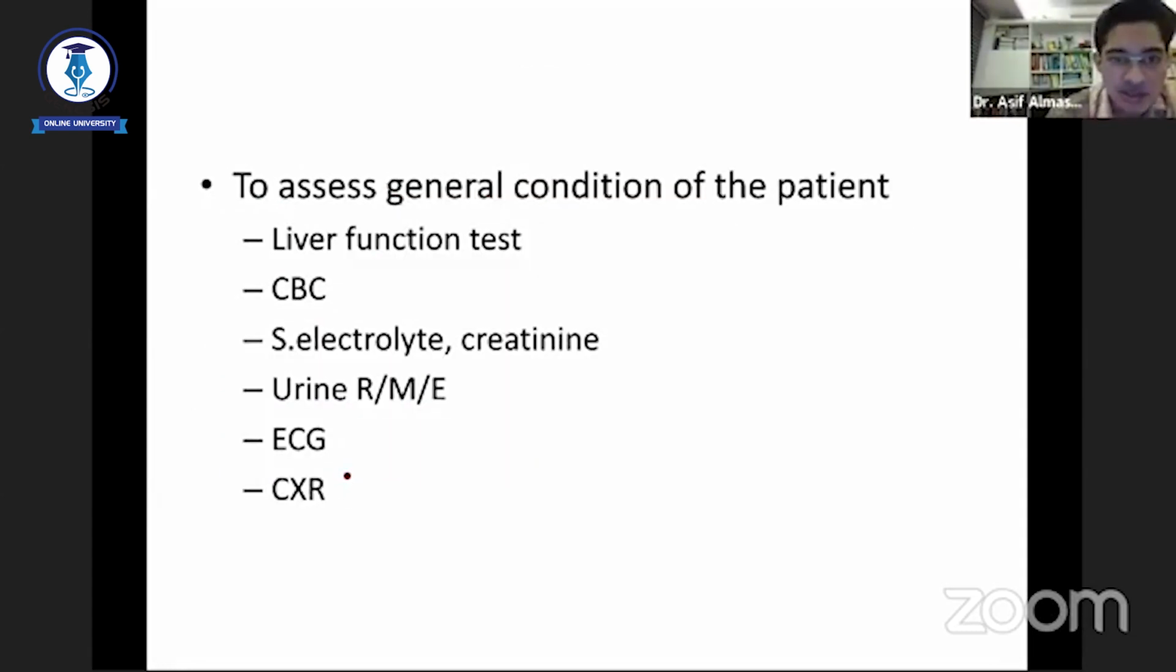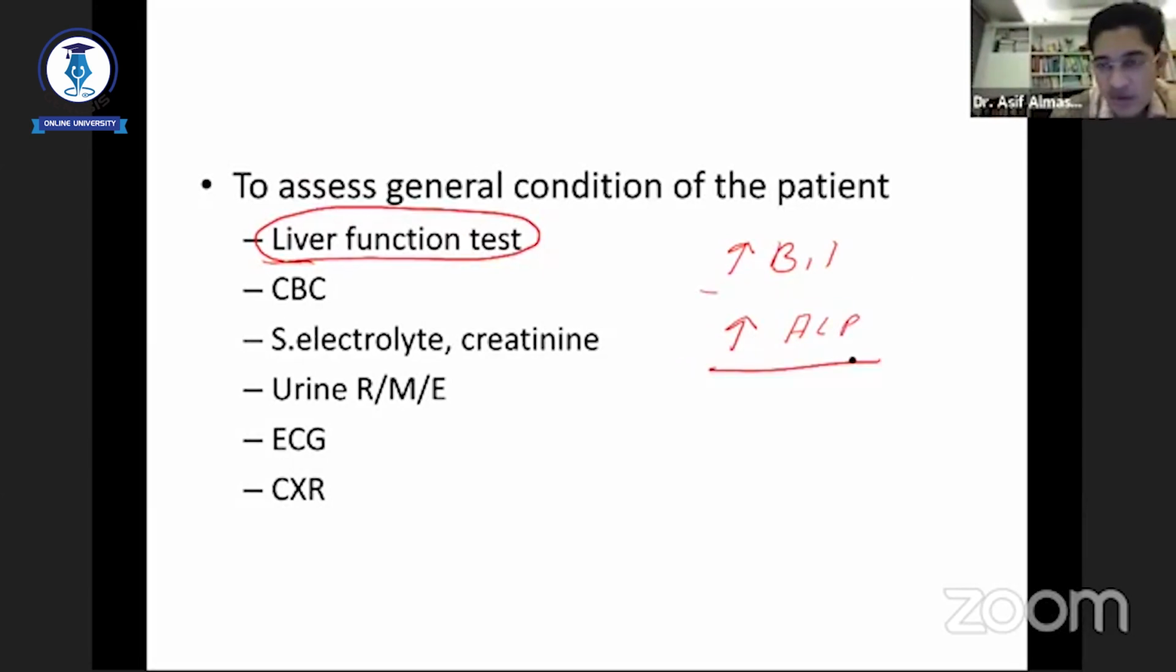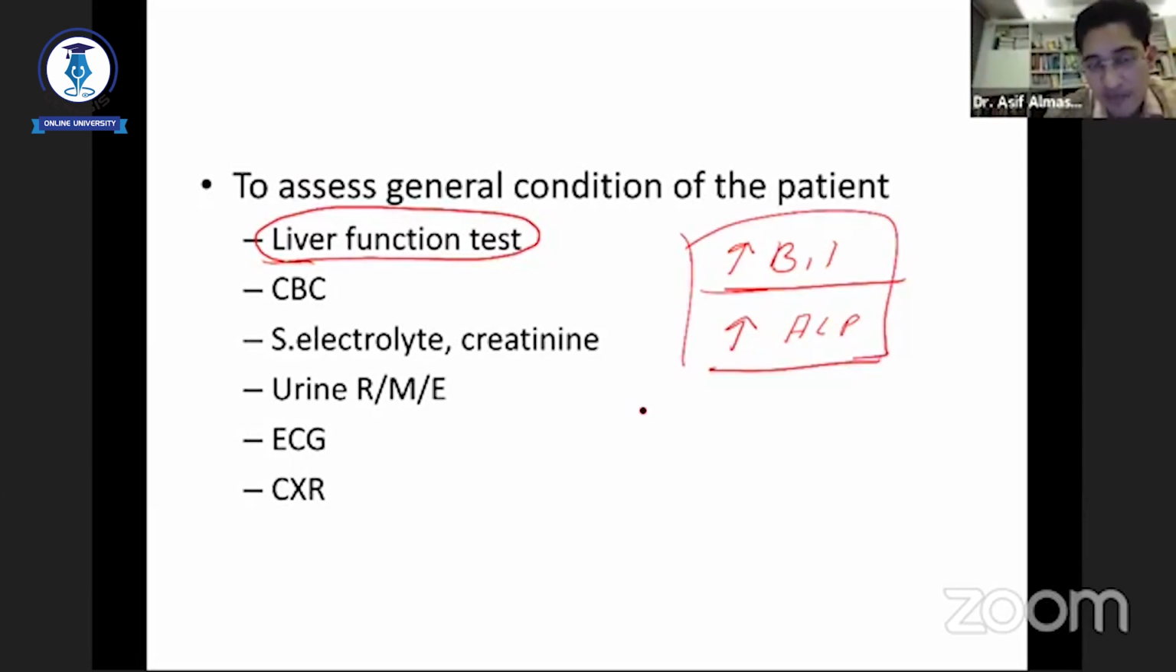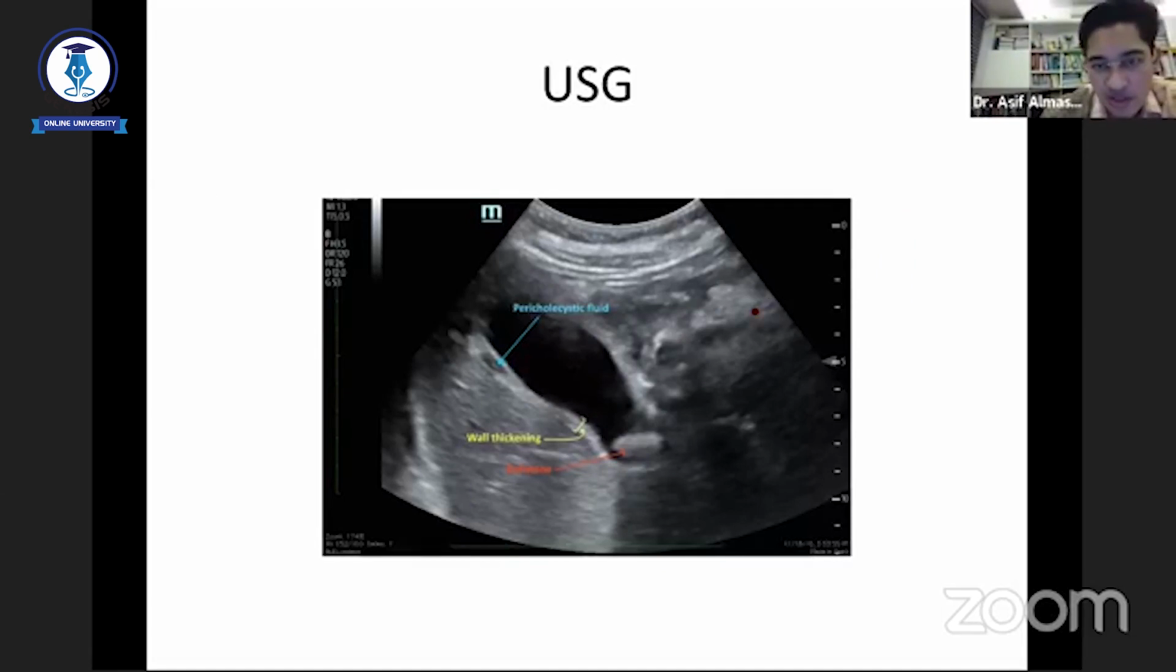To assess the general condition, you also should do liver function tests, because sometimes you may get increased bilirubin and increased alkaline phosphatase, which are features of obstructive jaundice as well. So do the liver function test as well. Other investigations, for the general fitness of the patient for anesthesia, you have to do complete blood count, chest X-ray, ECG, and others. Now, in case of ultrasound, what are you going to get?